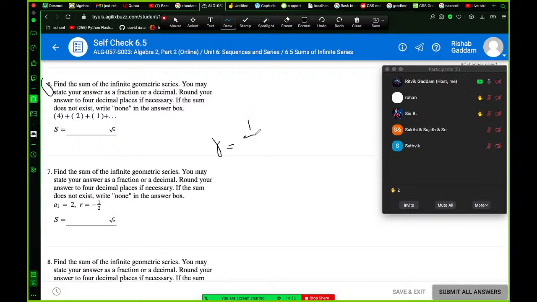So I'm just gonna start doing this real quick. Satvik, you can still keep doing it, but I'm just gonna write down the basic stuff. So obviously you have a common ratio of 1 over 2, and you have an A1, which is equal to 4. And so you just plug it into the formula. 4 over 1 minus 1 over 2. So that's 4 over 1 over 2.